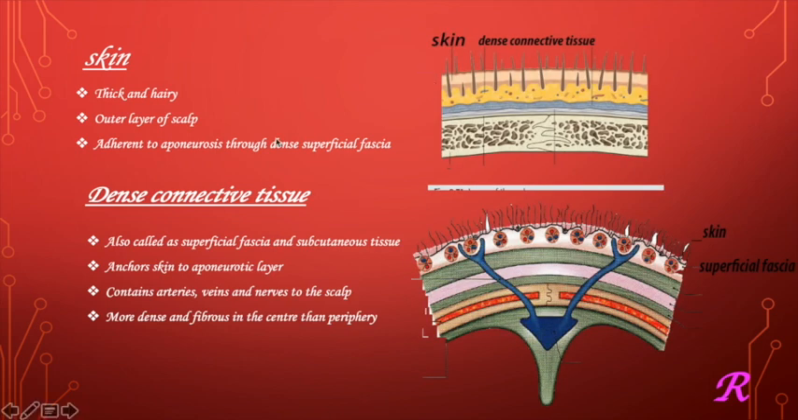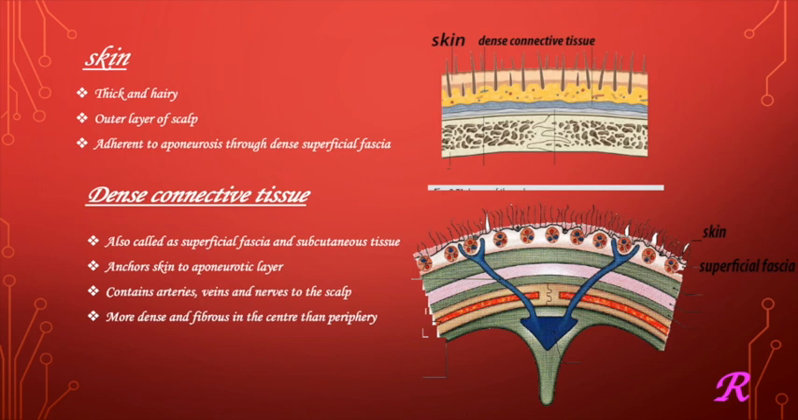This is the picture of the 5 layers. Here you can see the skin. As we all know, the skin, the first layer, is thick and it is hairy. The skin in the scalp is similar to the other parts of body except that there is presence of more hair, and the skin is the outer layer of scalp, the first layer of scalp.